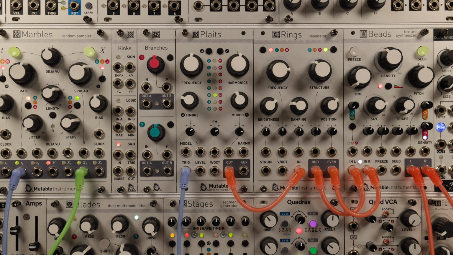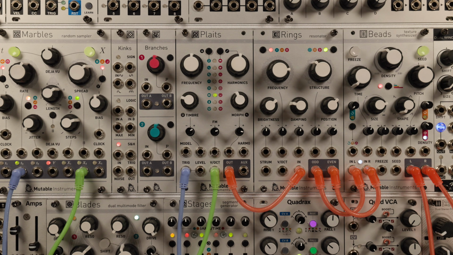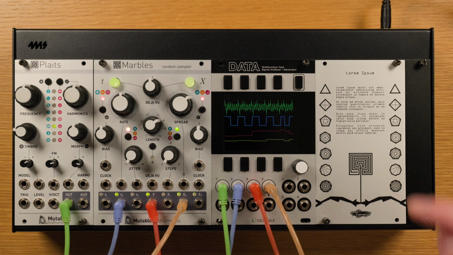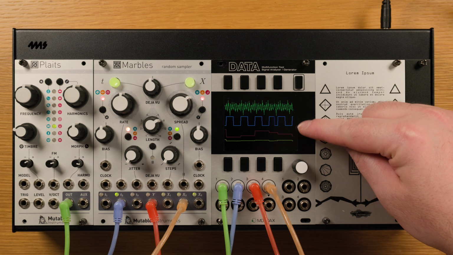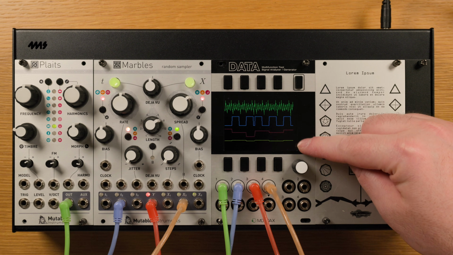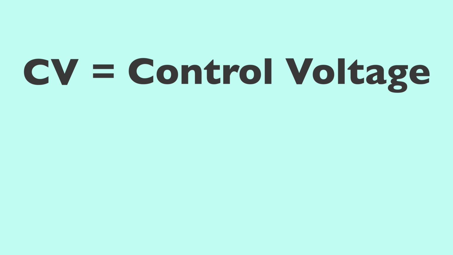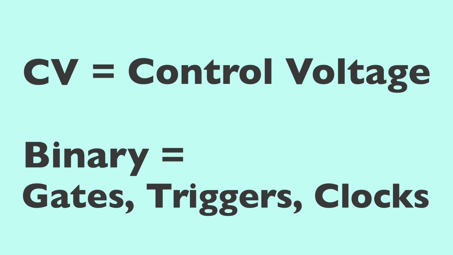Another key aspect of a modular synth is that different kinds of signals all travel over the same patch cables. A cable can carry either audio or a control signal. While audio is something you can actually hear when sent to a speaker, control signals are used for other kinds of communication between modules. The two main kinds of control are CV, which stands for control voltage, and a group of binary signals consisting of gates, triggers, and clocks.